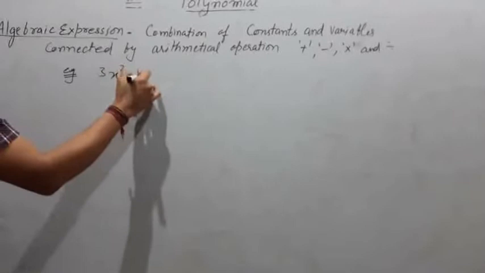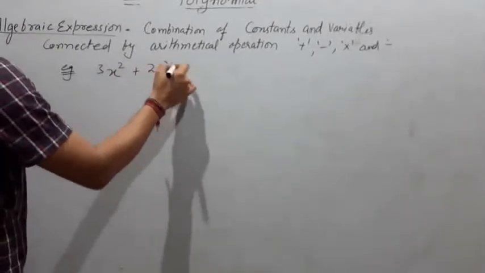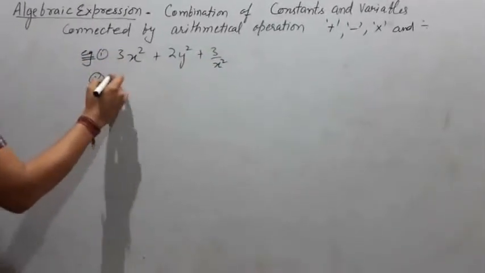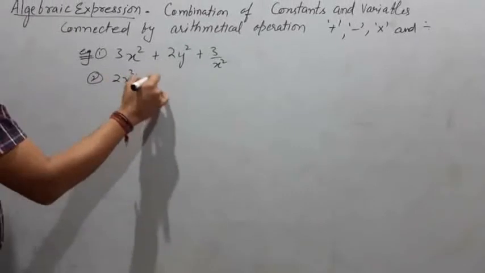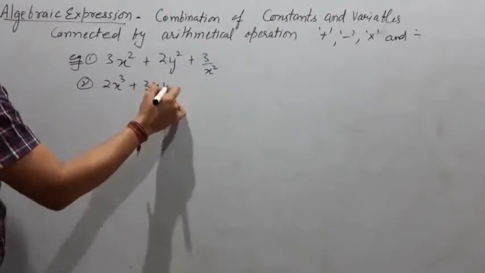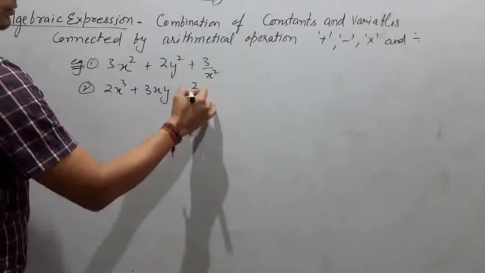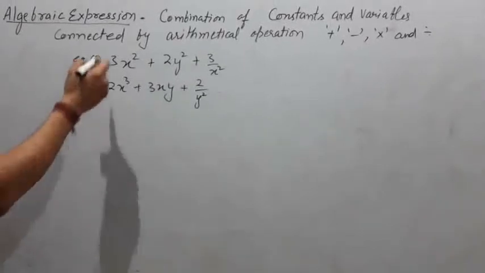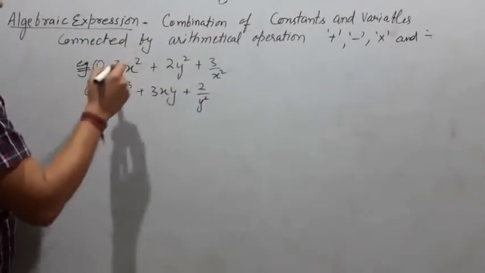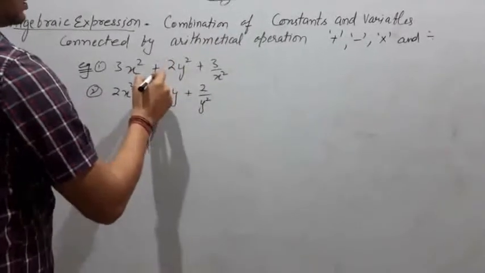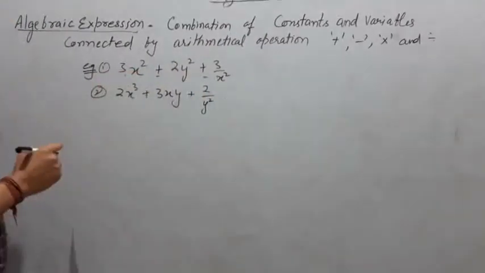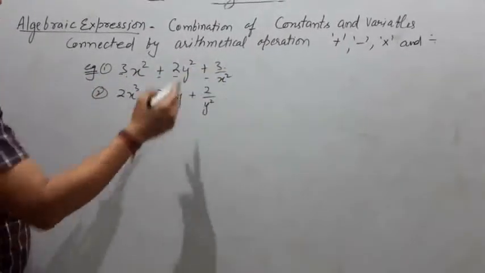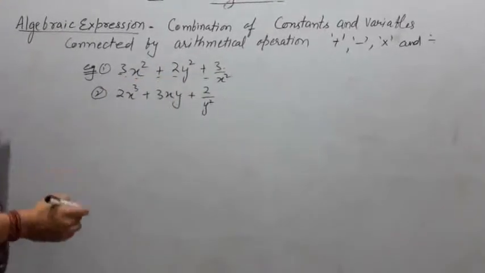3x squared plus 2y squared plus 3 by x squared. Or we can take example 2x cubed plus 3xy plus 2 by y squared. Here we observe the arithmetic operations are addition and multiplication, and constant terms are 3, 2, 3, and variables are x and y.